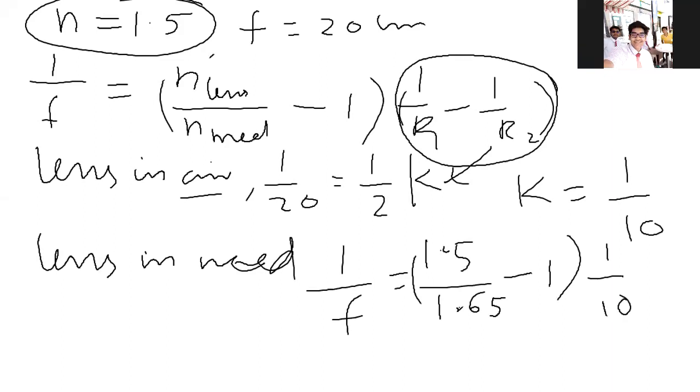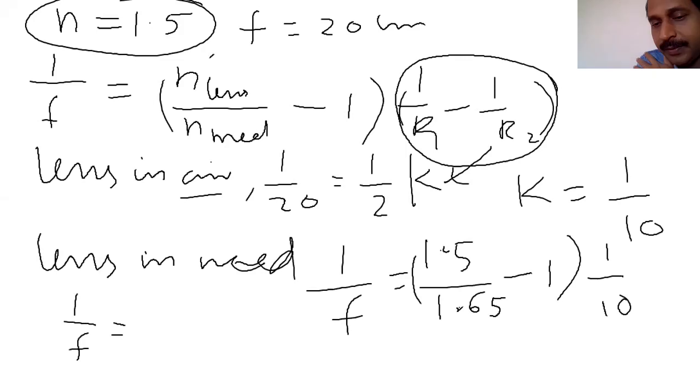You solve it, you'll get this will be 150 by 165. So then 15 by 165. 1 by f will be which is 1 by 11. So f will become minus 110.